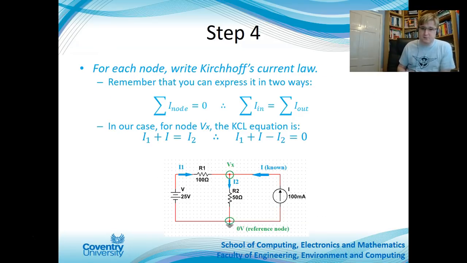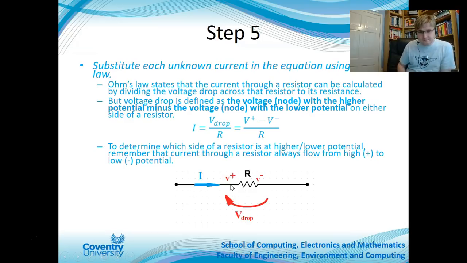Then for each node, write Kirchhoff's current law. At Vx, you've got I plus I1 going in and I2 coming out. So you have I1 plus I equals I2. You could write it in the other form, I1 plus I minus I2 equals 0, but I prefer the one where you've got everything going in on one side of the equal sign and everything coming out on the other side. So there's my circuit.